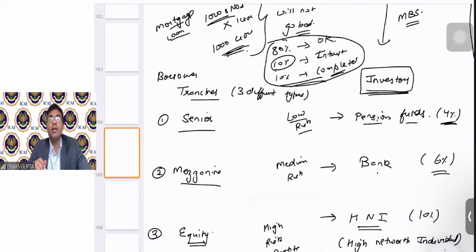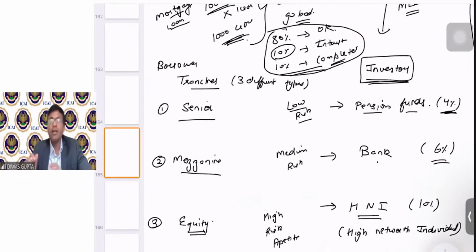So equity tranche is left with such HNIs who have high risk appetite and who want the highest return in case the bank loan is not defaulting, students. I hope this is clear, students.